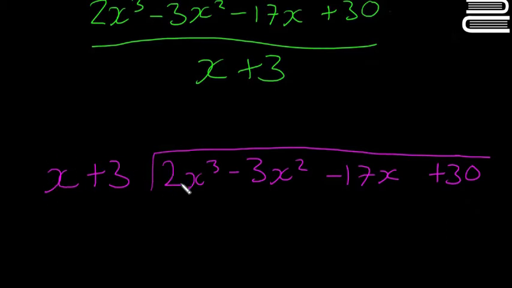So x into 2x cubed, we're going to get 2x squared. You write the result up on the top. Now you're going to multiply this 2x squared by this whole thing here. 2x squared multiplied by x is going to give us 2x cubed, so I'm going to write that down here. And then 2x squared multiplied by plus 3 is going to give us plus 6x squared.